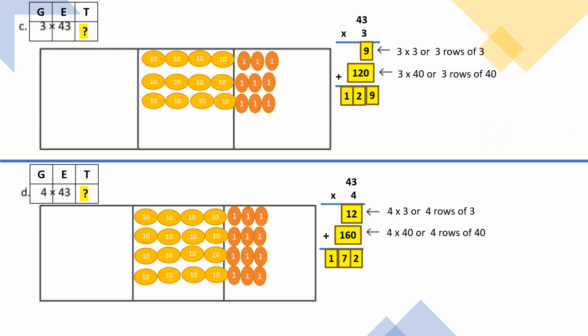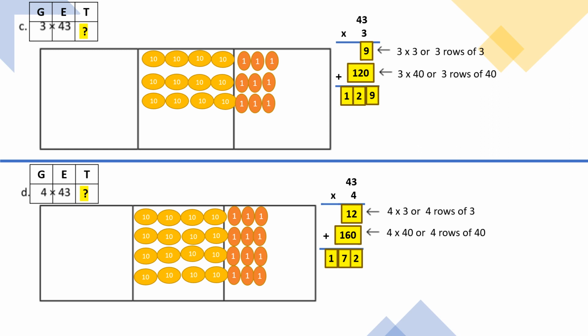Now we're going to combine the answers from our tens place and our ones place. So we're going to add 12 plus 160. Let's work the numbers in our ones place first. 2 plus 0 is 2. 1 plus 6 is 7. And 0 plus 1 is 1. So our answer to 43 times 4 is 172.